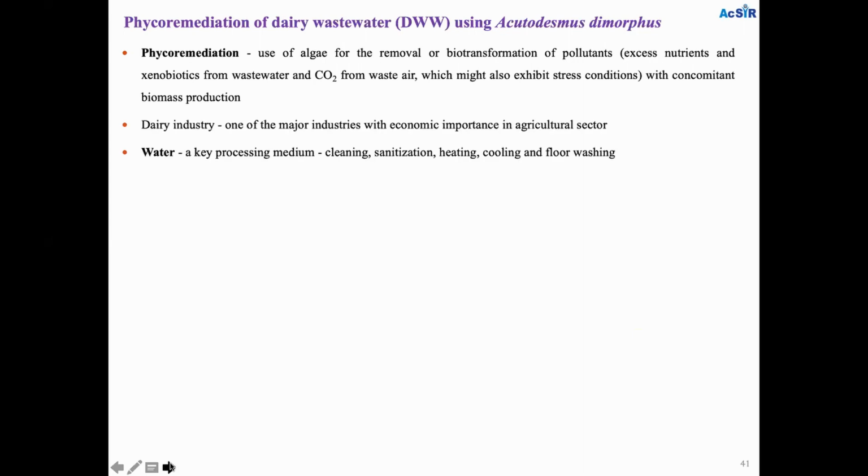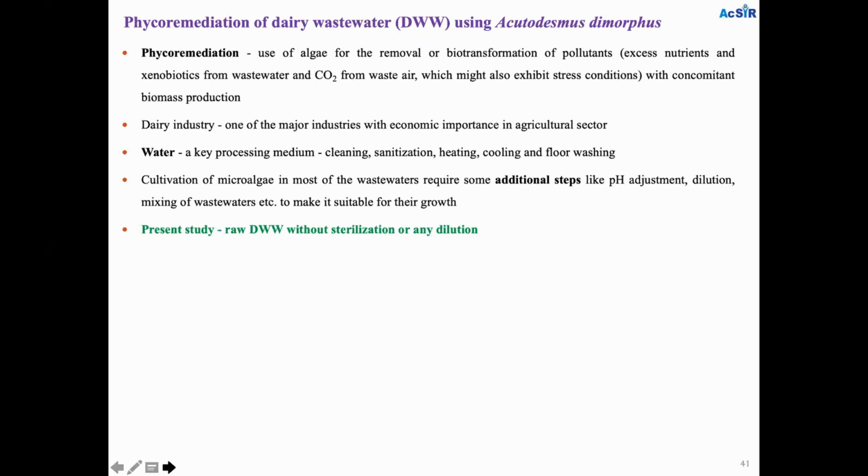We utilized this microalga for the phycoremediation of dairy wastewater. You might know that phycoremediation is the use of algae for the removal of pollutants from water. In this case, we used dairy industry wastewater, in which water is a key processing medium for various processes, including cleaning, sanitization, heating, cooling, and floor washing.